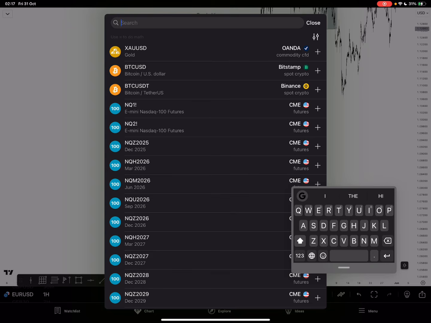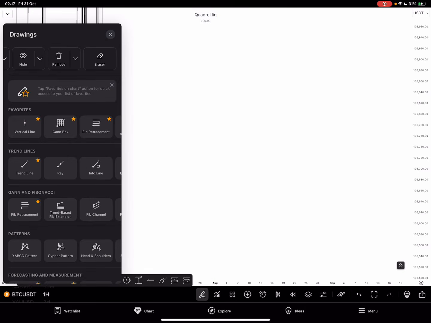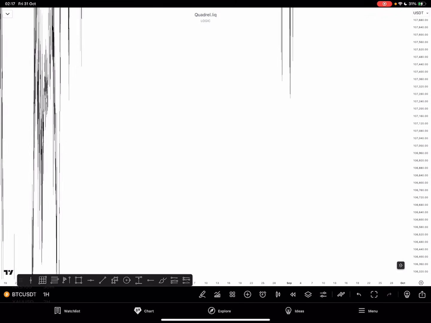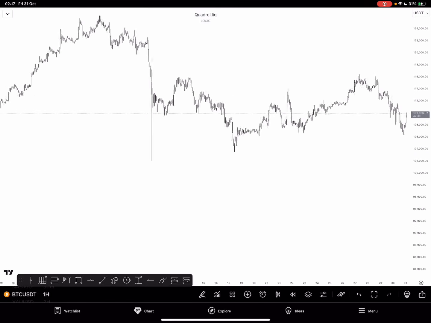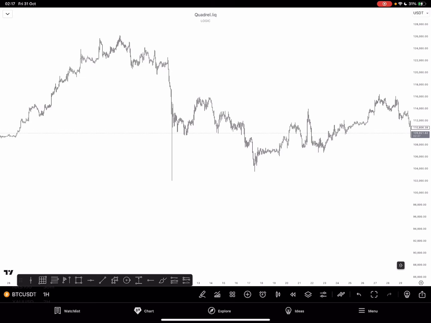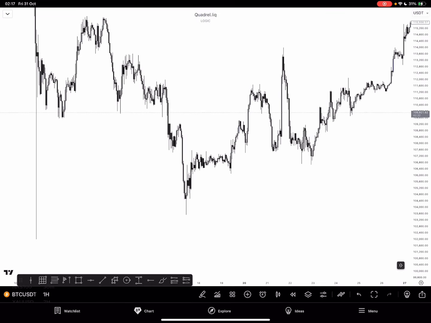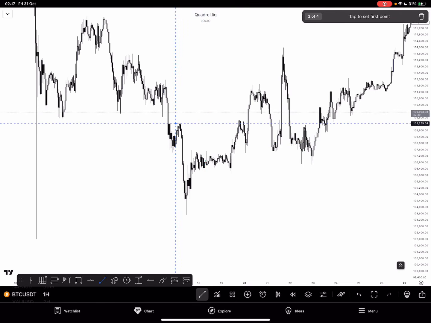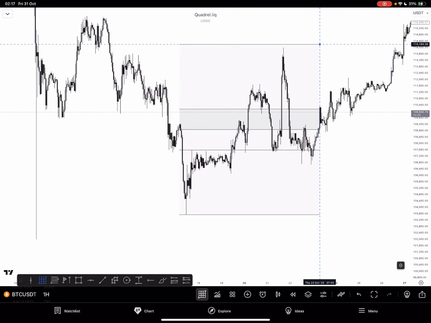So I think I would probably go for crypto pair. So this is BTC USD. So swing high, swing low, same thing over and over again. Understand your swing high, swing low properly. So for this, we have a break, swing low, swing high.